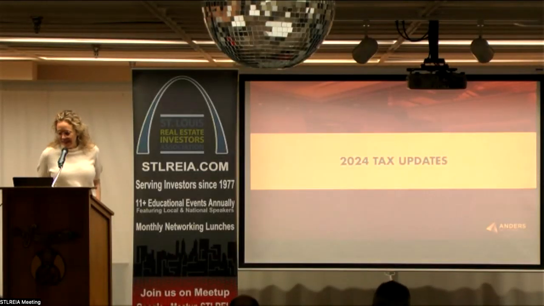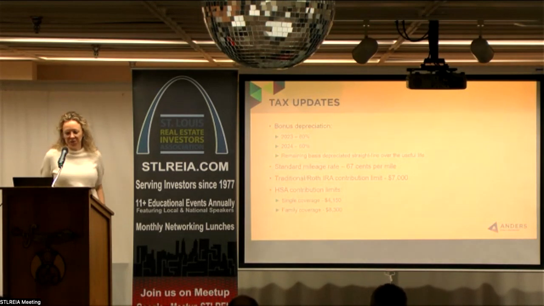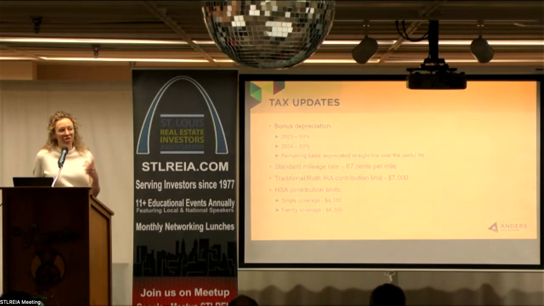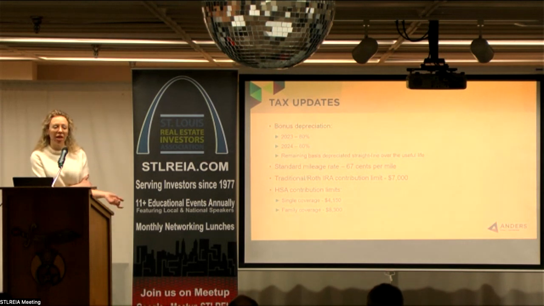And then the last topic here is just a few 2024 tax updates. For the last few years, we've been enjoying 100% bonus or special depreciation on qualified property with the Tax Cuts and Jobs Act of 2017. Well, in 2023, that 100% deduction phased to 80%, and then in 2024 it will be 60%, and the remaining basis is depreciated straight line over the useful life of the property. So just know that qualifying property bonus is going down to 60% this year.